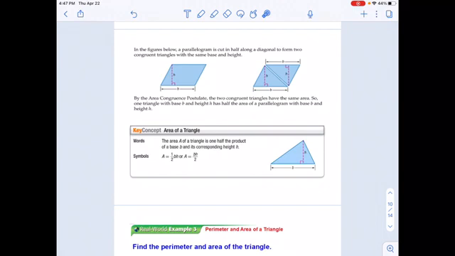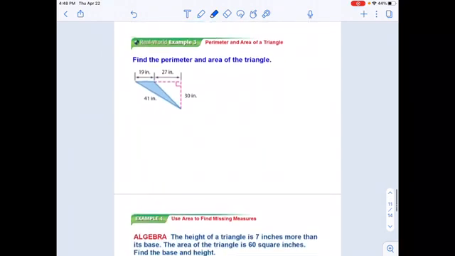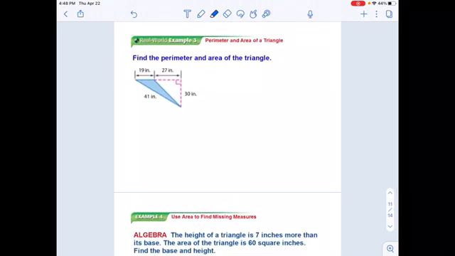So one triangle with base B and height h has half the area of a parallelogram with the same base B and height h. So, therefore, the area of a triangle is half base times height, or base times height divided by 2. So we are going to find the perimeter and area of this triangle. Now, there's two ways we can do it. The first way is honestly my preferred way, even though it takes a lot longer.